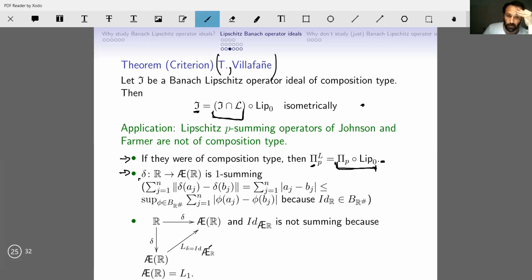And the identity of this space cannot be p-summing because the Rn cells space of R is an infinite dimensional Banach space. Moreover, it's capital L1. So here we have a function which belongs to this class of Farmer and Johnson p-summing and is not of composition type using pi_p. So this Lipschitz ideal of Farmer and Johnson cannot be of composition type.